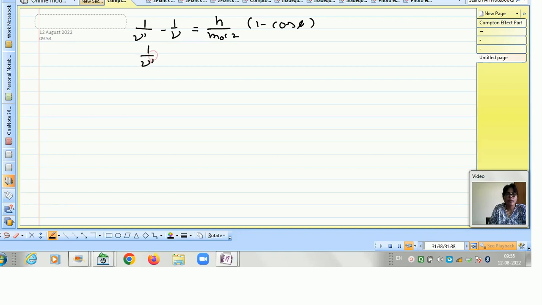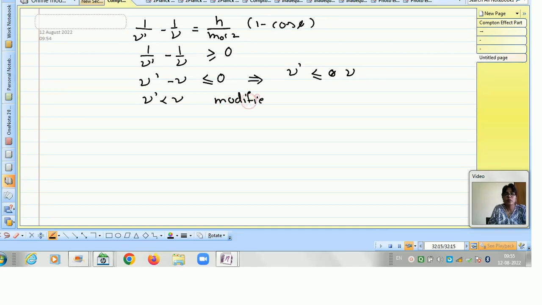So now we can write that 1 by nu dash minus 1 by nu is always greater than or equal to 0. And because these are reciprocals, if we take the reciprocal, we can write that nu dash minus nu is always less than or equal to 0. So what does it imply? It implies that nu dash is always less than or equal to nu. In the case when nu dash is less than nu, it is the modified frequency.